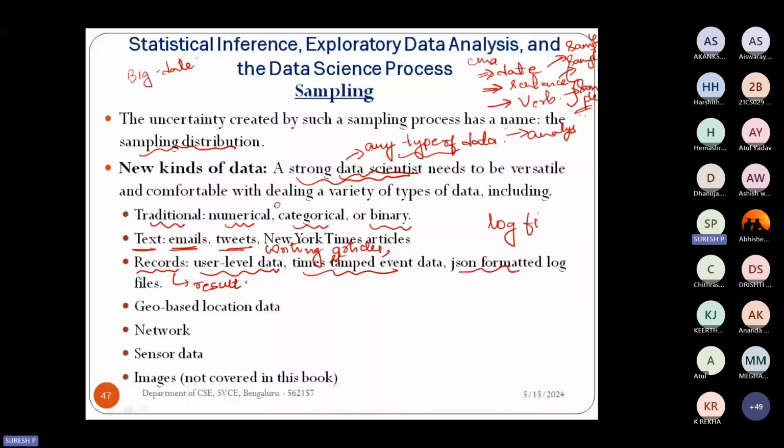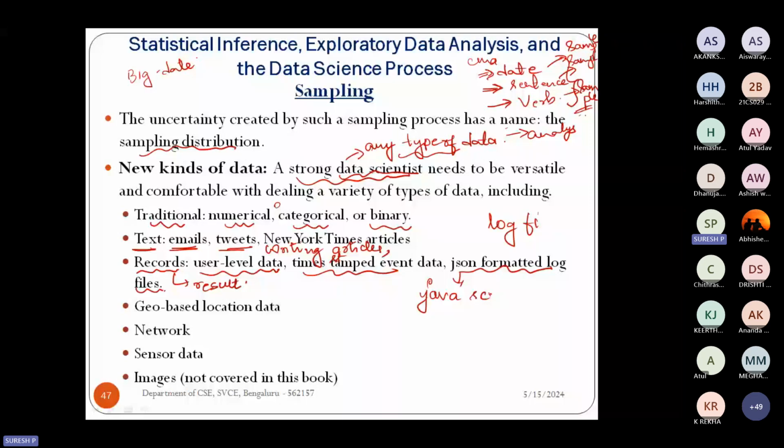So JSON formatted. So already we know that. What do you mean by JSON? JSON stands for JavaScript Object Notation. So that particular data will be stored in that notation.